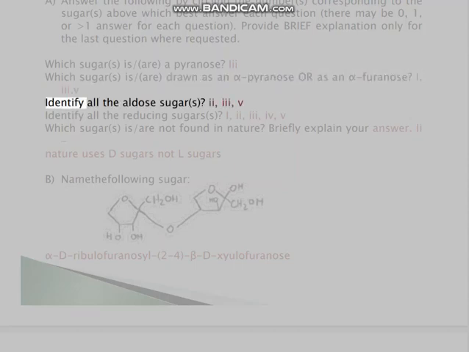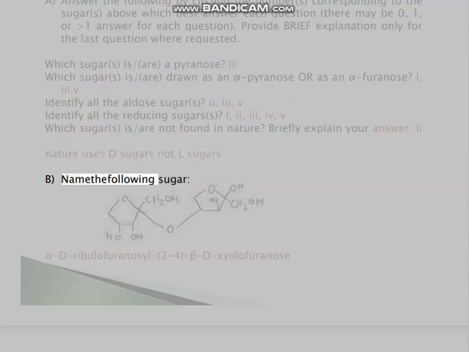Identify all the aldose sugars. 2, 3. Identify all the reducing sugars. 2, 3, 4. Which sugars is/are not found in nature? Briefly explain your answer. 2. Nature uses D sugars, not L sugars.